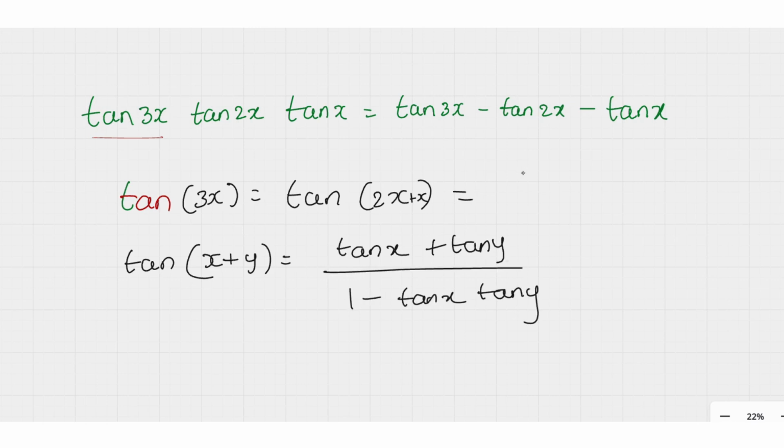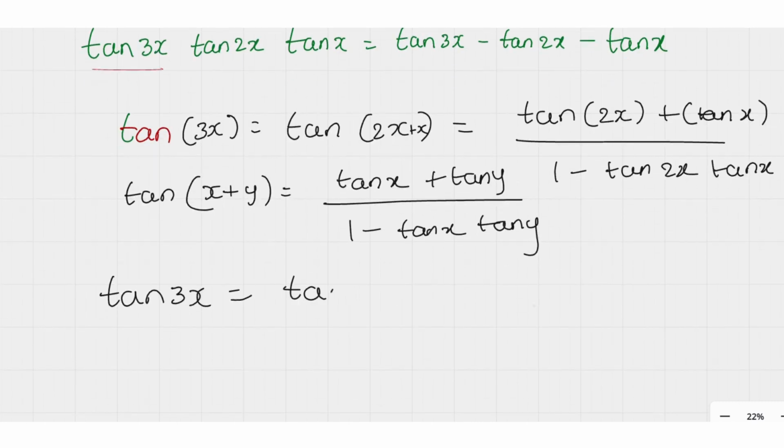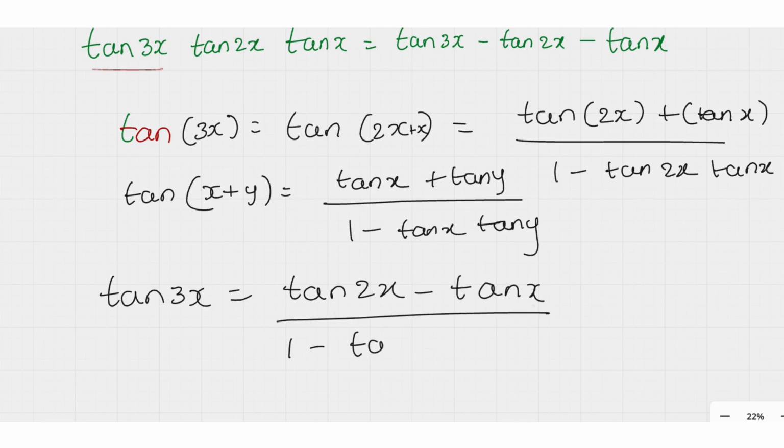Okay, I'm going to apply it to tan of 2x plus x. This is how it looks like. There you go. Once you've done that, now it's time to take tan of 3x equivalent to tan 2x plus tan x divided by 1 minus tan 2x tan x.